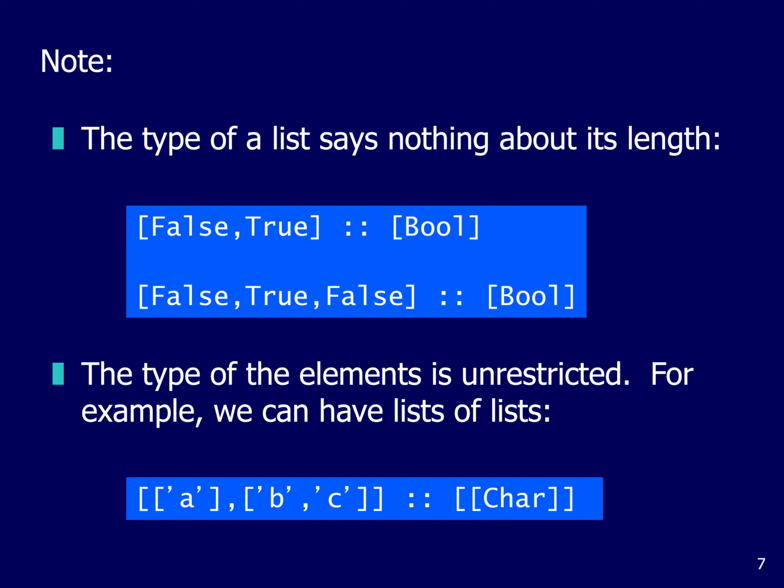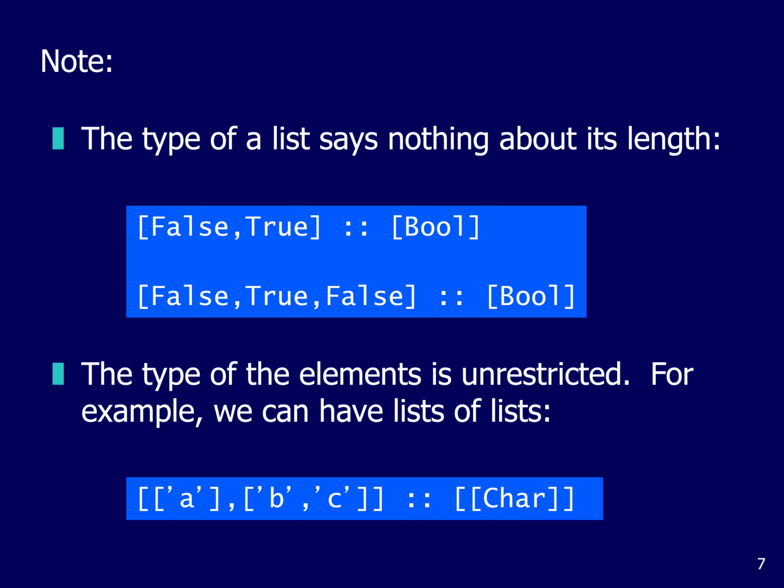So the types are telling you something abstract, something about the structure of the value, but not everything. And we've already made the second point here. The type of the elements is unrestricted. So for example, we could have a list of lists. We see this in the example here.